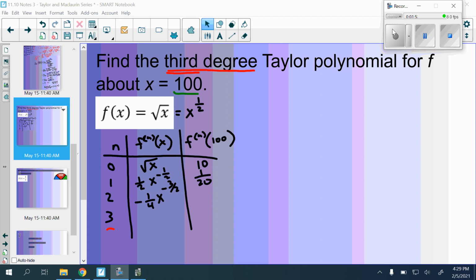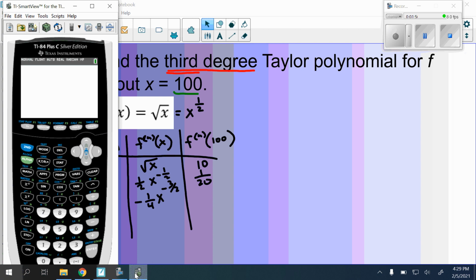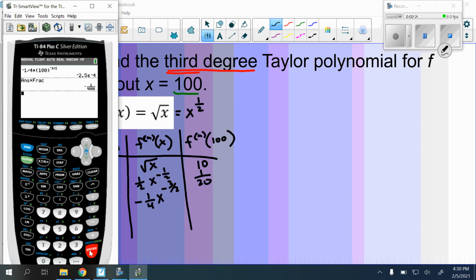Let's use our calculator to help us with this one. So we got negative 1/4 times 100 to the negative 3/2 power here, and we get that, which as a fraction is going to be negative 1/4000.